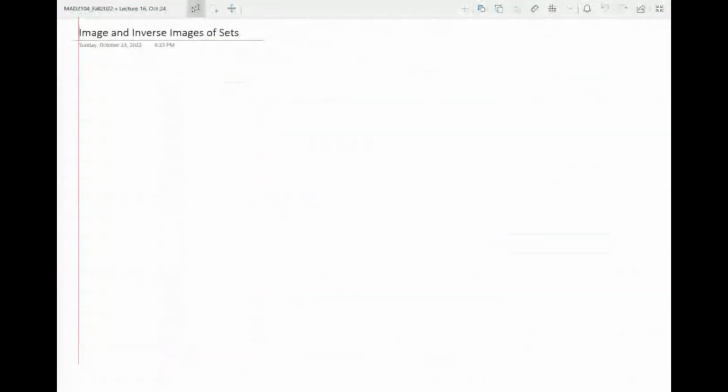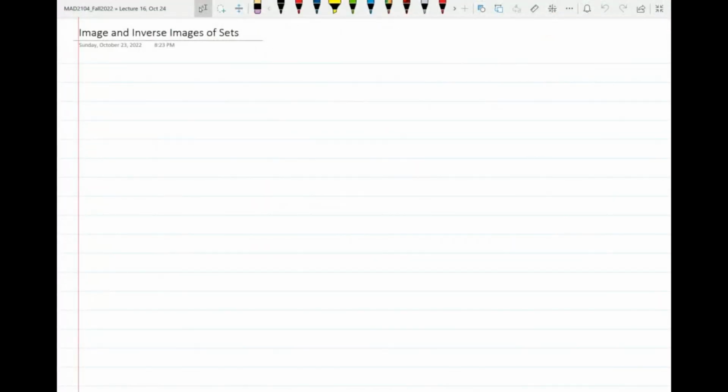A little bit more about image, and now this notion of inverse images of sets. Okay, so we just discussed the notion of the image of a function, but now we can also talk about the image of a set, and also the notion of the inverse image of a set. Okay, so let me define this. Okay, so definition.